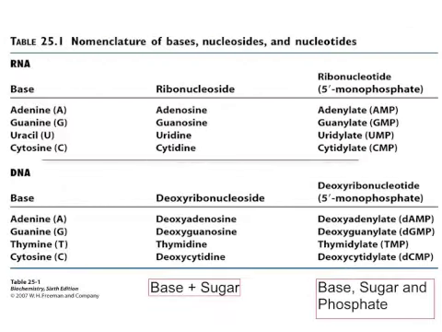In this slide, we see the nomenclature of bases, nucleosides, and nucleotides. It's important that you know the name of the base, the name of the ribonucleoside or deoxyribonucleoside, and the name of the ribonucleotide or deoxyribonucleotide. And so it's important that you know the difference between adenosine and adenylate, for instance.